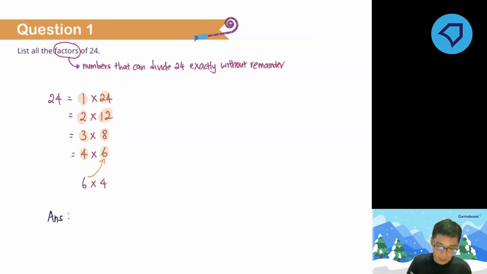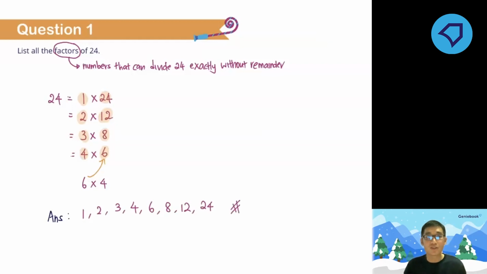Okay, so in other words, I will put down 1 first, followed by 2, 3, 4, 6, 8, 12, and finally 24. Okay, so these 8 numbers here are your factors of 24 because these 8 numbers can divide 24 exactly without any remainder. Okay, so this is what factors mean.